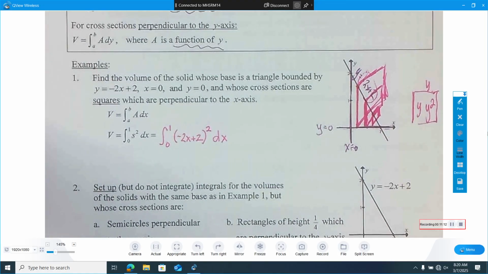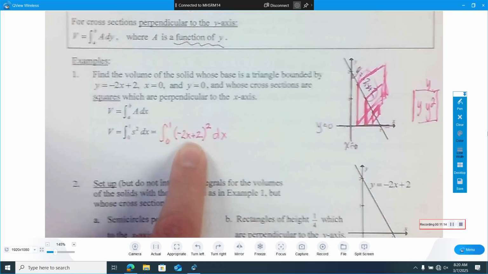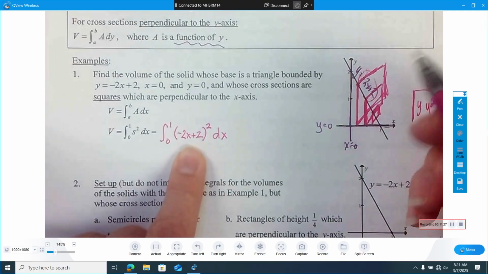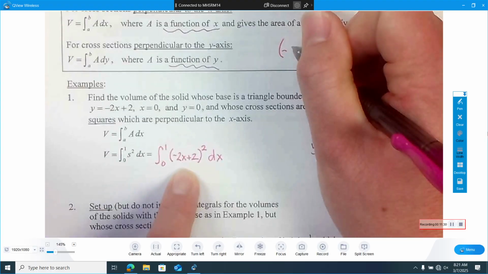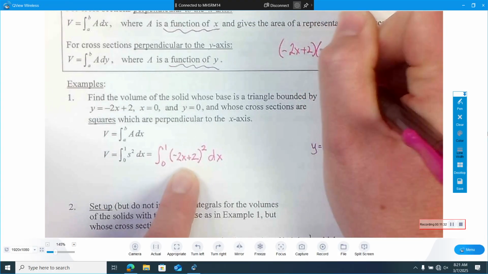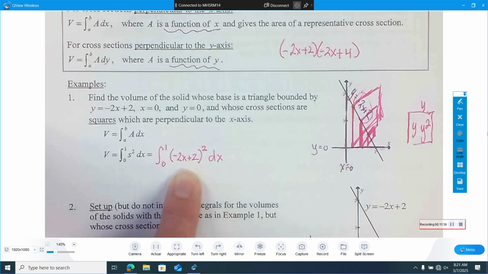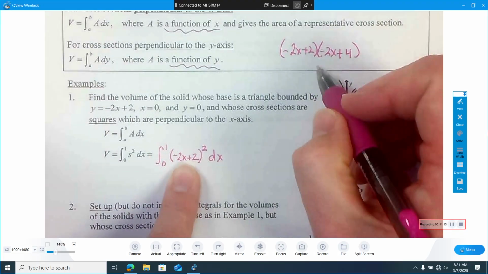Okay, so how do we integrate this? What is the best way to do that? Multiply it out. Yeah, that is absolutely the best way to do that. So we have negative 2x plus 2, and we're going to write it out 2 times. It takes a second longer, but you're not going to make any mistakes. We could do a u substitution here, but we have to compensate, so it's just a little bit harder.